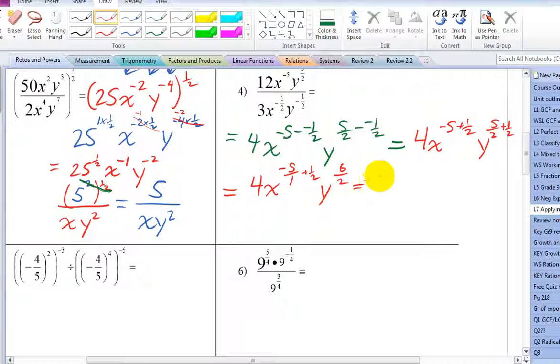So on the x we need a common denominator. What will it be? It should be a 2. Yep, negative 10 over 2. And on the y, what can we change the y to? 6 divided by 2? 3. Okay, we're almost there, folks. This is a pretty challenging one. Okay. So, what does that equal? 4 won't change. What's the exponent on the x?